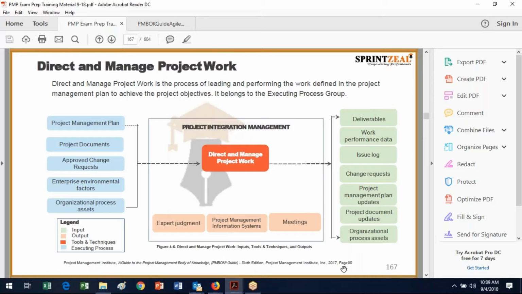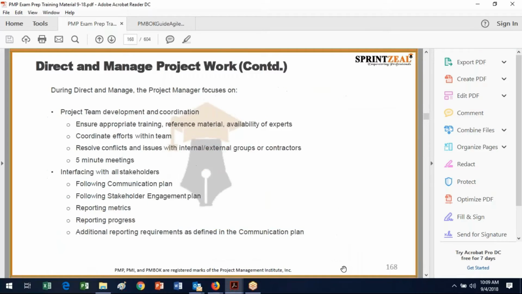Okay, so more about direct and manage project work. We want to have team development and coordination because we want to make sure that everyone's working to the same set of documents, that the conflicts are being resolved, and that we have, say, short 5-minute meetings. And so the short meeting is kind of an aspect of Agile that has been factored into this edition of the PMBOK. And of course, we want to interface with the stakeholders, and later we'll talk about the communications plan, the stakeholder engagement plan, the metrics, the progress reports, and the additional reporting.